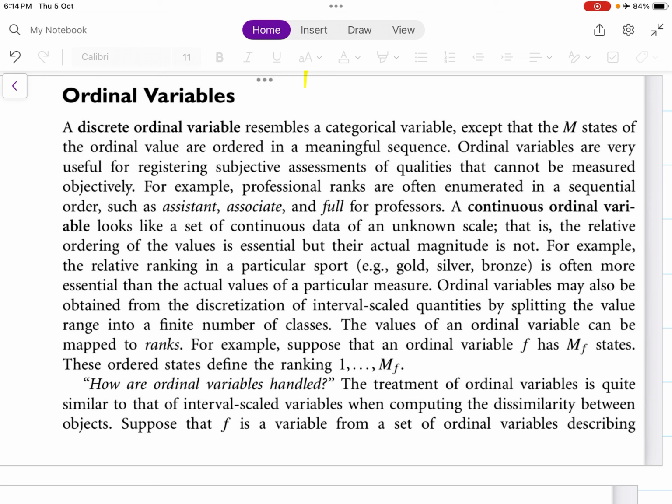A continuous ordinal variable looks like a set of continuous data of an unknown scale, that is, the relative ordering of the values is essential but their actual magnitude is not. For example, the relative ranking in a particular sport, such as gold, silver and bronze, is often more essential than the actual values of a particular measure. Ordinal variables may also be obtained from the discretization of interval scale quantities by splitting the value range into a finite number of classes.